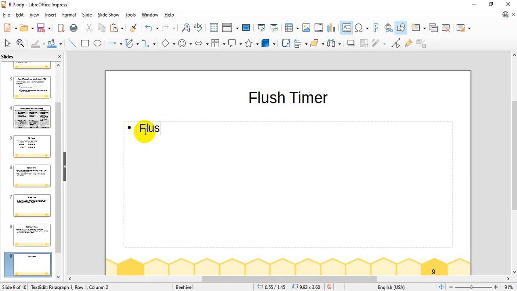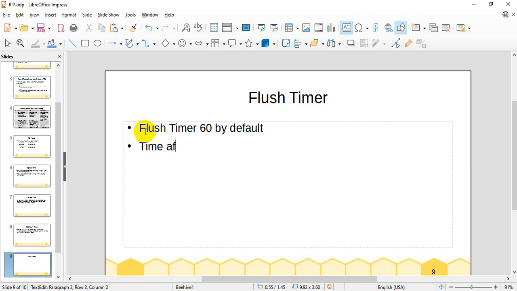Okay, and the default value of the flush timer is 60 seconds by default. Don't get confused, guys. I will explain to you why the flush timer value is 240. Okay, don't worry.